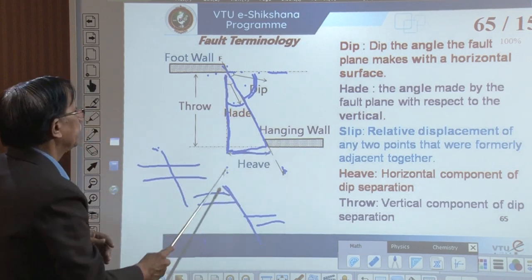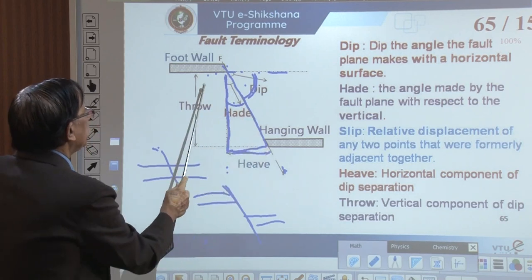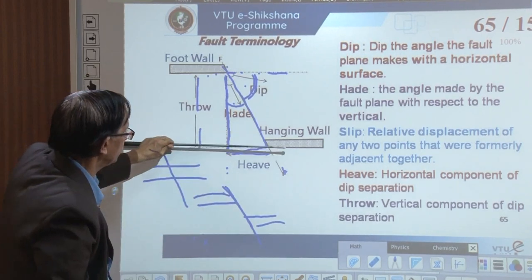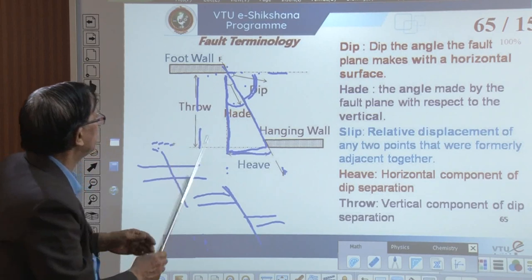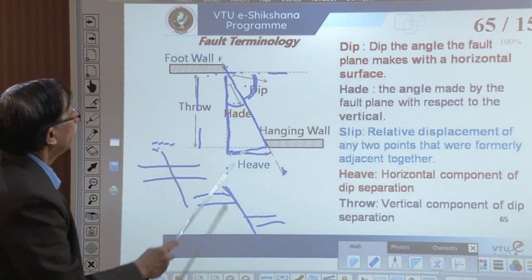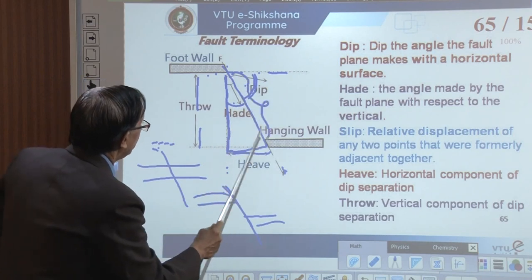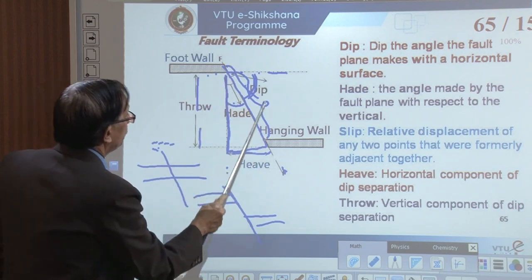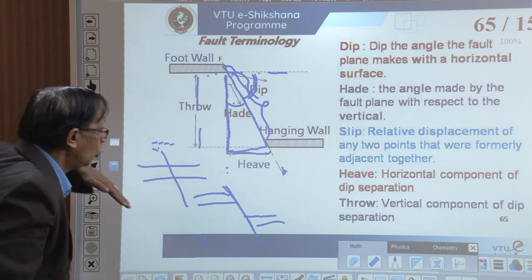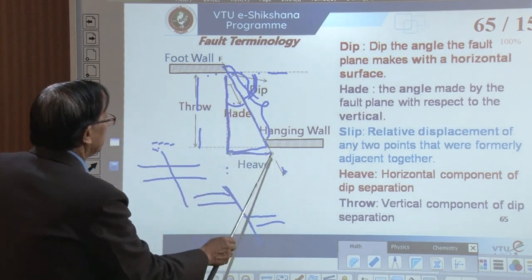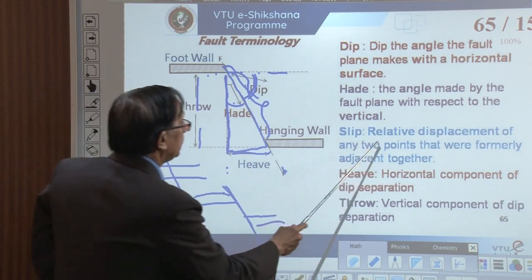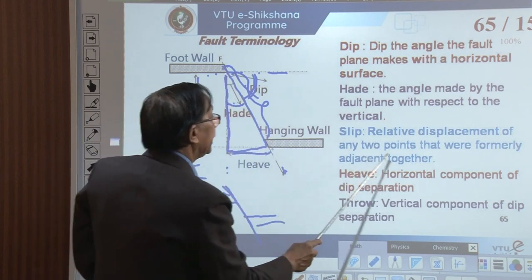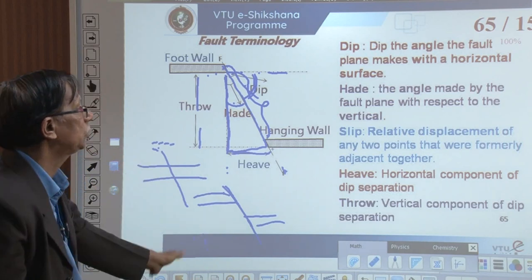These blocks were once together, but due to slip movement, now vertically they are separated by so much distance. One block is here, another block is here. This net vertical separation we call throw. And this is the separation, from here to here, this is the opposite edge, from here to here, we call slip. Slip is the movement along that plane, along the inclined plane. Thus, slip is the relative displacement of this point and this point, or any two points that were formerly adjacent together.